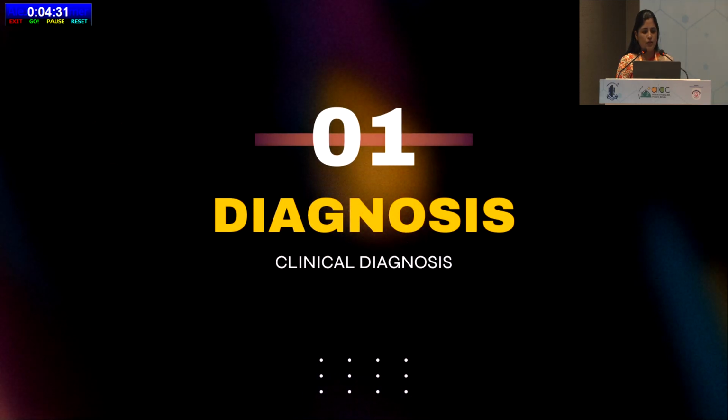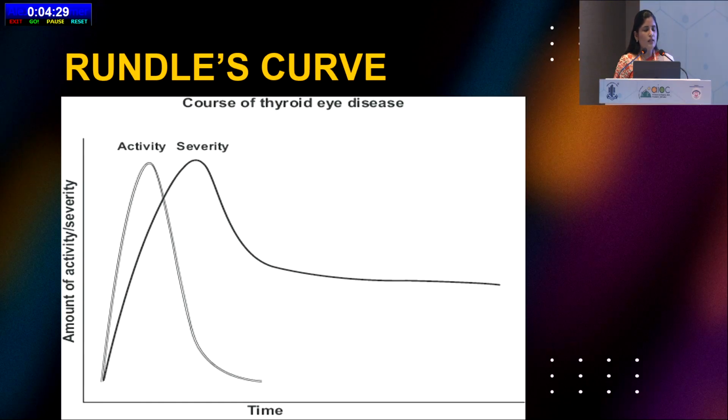Starting with a diagnosis. So this is Rundle's curve, which holds good for any autoimmune disease. There's activity and severity. Activity denotes the function of inflammation, and severity denotes the functional or the cosmetic deficit. And the aim of any modality of treatment would be to blunt the peak of the activity curve and also to shorten the duration of the activity and the severity curves.